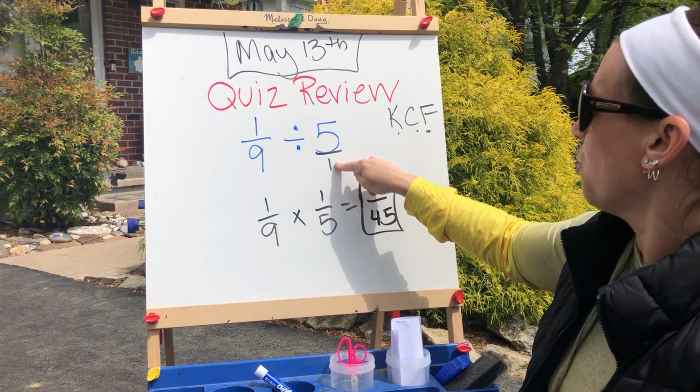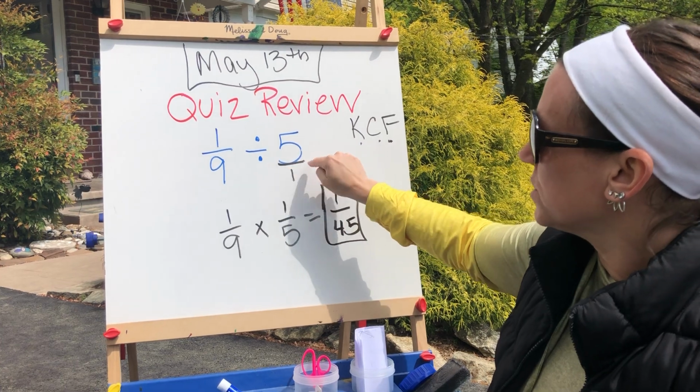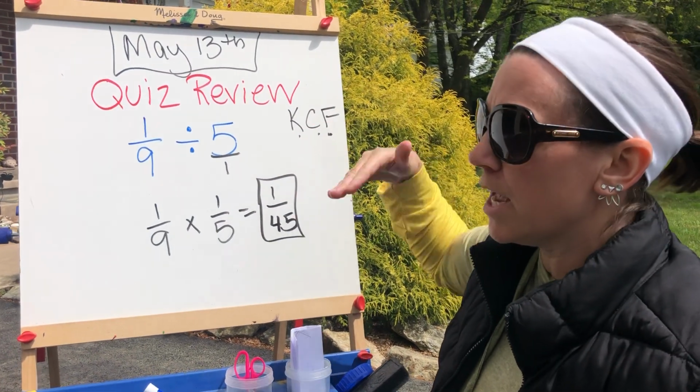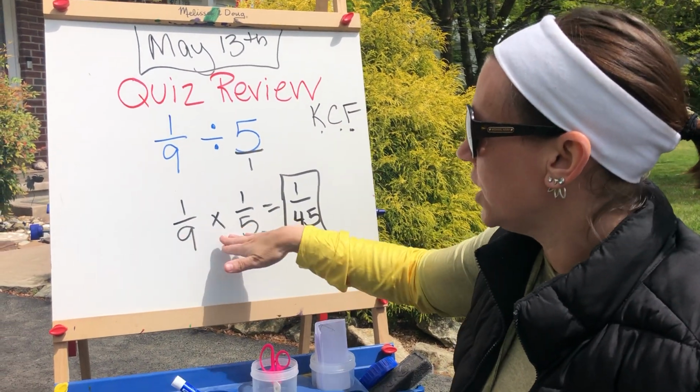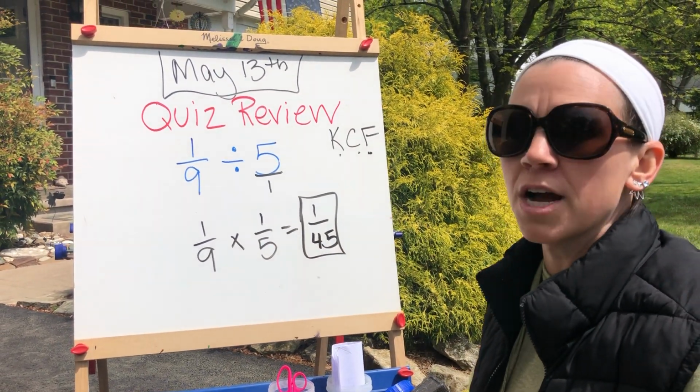Some of you were putting the 1 up here. You need to make sure that you are being very careful. You stick that 1 underneath, and then you are saying over and over to yourself, keep it, change it, flip it, keep it, change it, flip it, or else you're gonna get it backwards every single time.